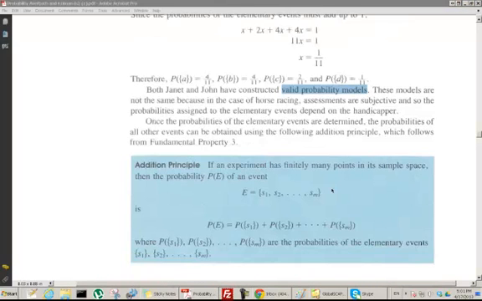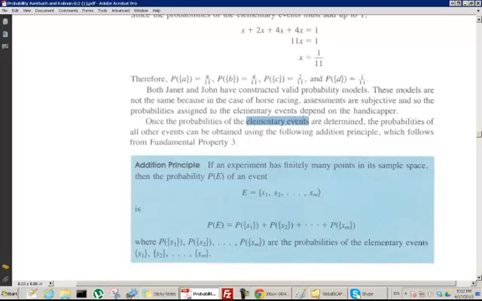Okay, so remember our goal is to learn how to assign probabilities to events in general, but so far we've been focusing on just the simple events, the probabilities of S1, S2, those are the simple events. Now, once the probabilities of the simple or elementary events are determined, the probabilities of all other events can be obtained using the following addition principle, which follows from fundamental property 3.